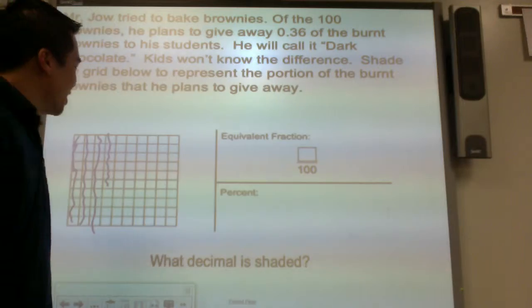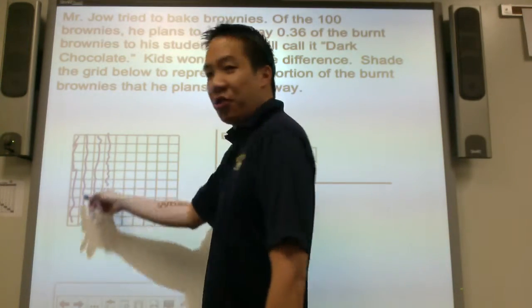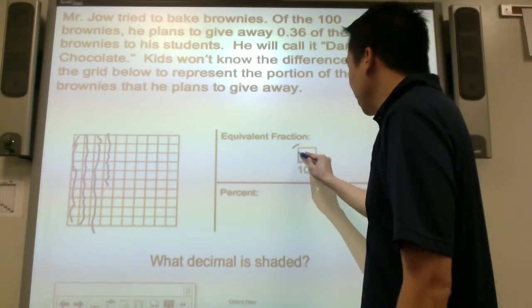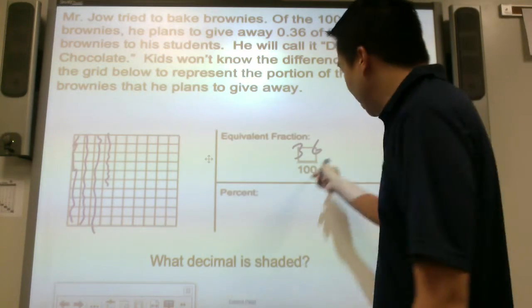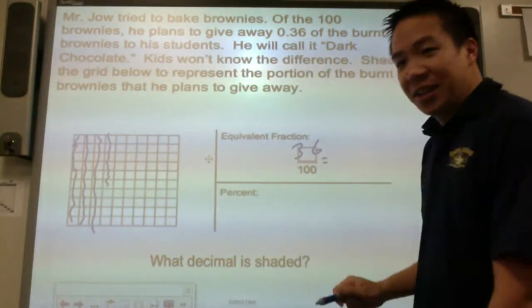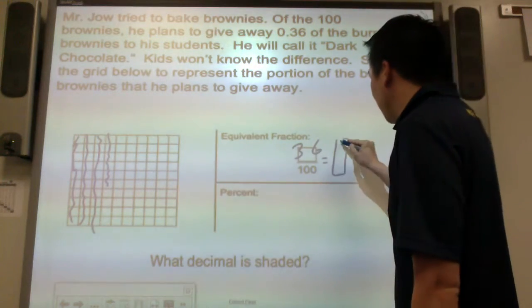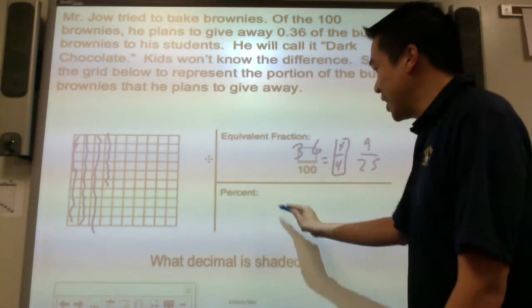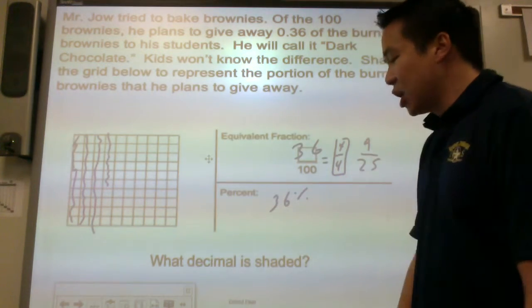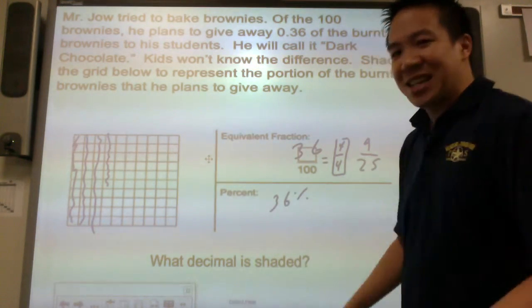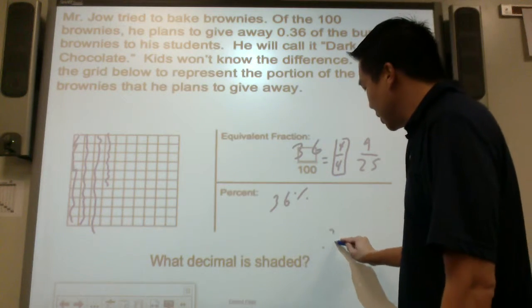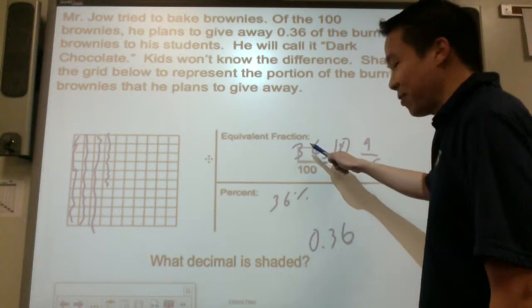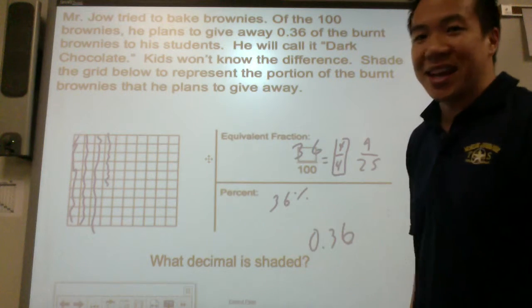So I shaded 36. So how would you write this? I shaded in 36 squares out of 100, or 36 per 100. So the equivalent fraction is 36/100. I could simplify this if I wanted to. I can divide both numbers by 4 and get 9/25. The percent is 36%. What decimal is shaded? 36 hundredths. So 0.36 is the same thing as 36/100, which is the same thing as saying 36%.